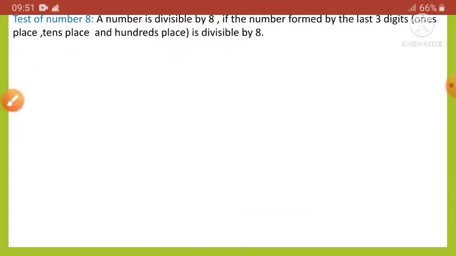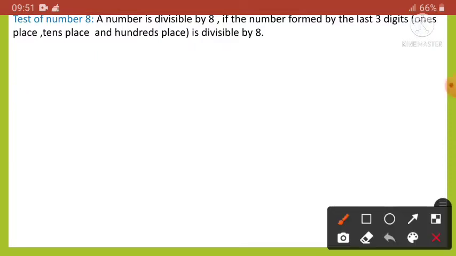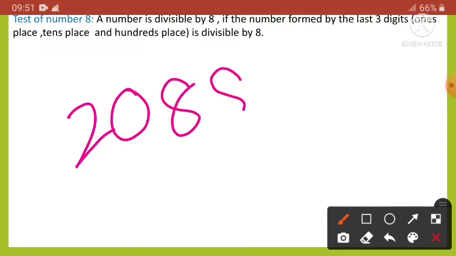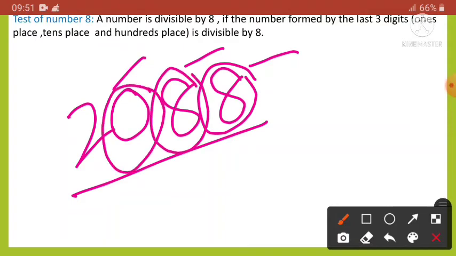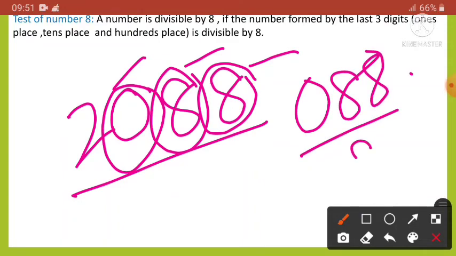But if we take a 3-digit number or more, suppose we are taking a 4-digit number, here 2088. If we want to check this number for the divisibility test of 8, then we have to take the last 3 digits, that means ones place, tens place and hundreds place. So the number here is 088. Now we can write this number as 88.